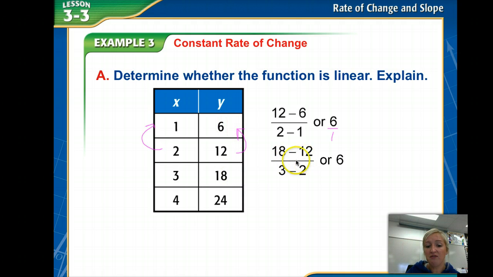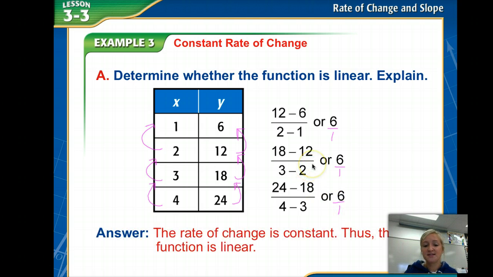18 minus 12, and the same thing, 3 minus 2, I did the same thing here. For my next set, I also get 6 over 1, or just 6. And again here, 24 minus 18 over 4 minus 3 happens to be 6 over 1. So what does that mean? It means that it is a constant. If you get the exact same number for each representation of y over x, the function is linear.